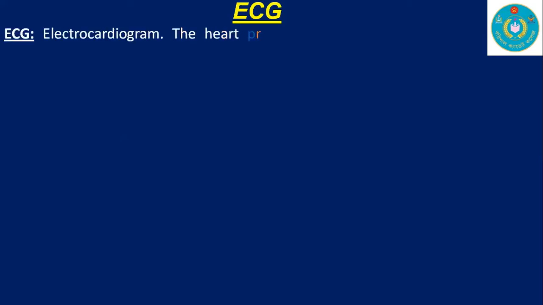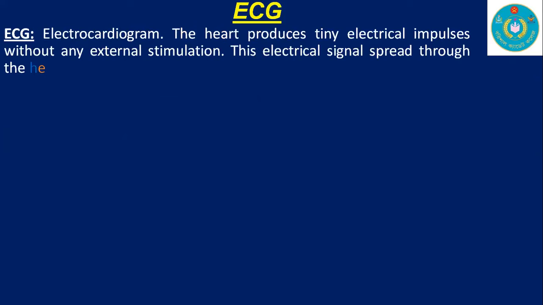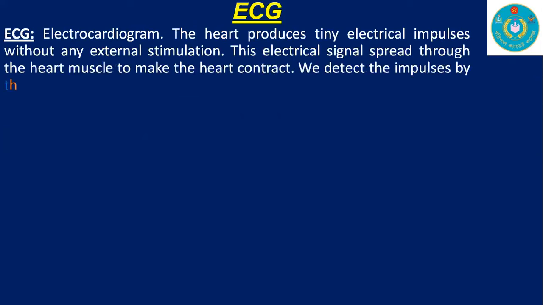ECG is electrocardiogram. The heart produces tiny electrical impulses without any external stimulation. This electrical signal spreads through the heart muscle to make the heart contract. We detect the impulses by the ECG machine.